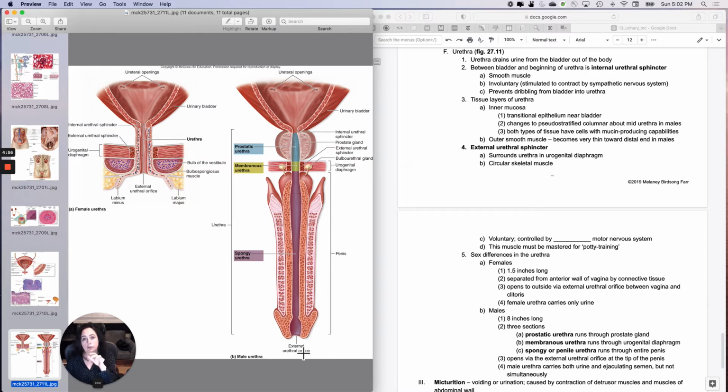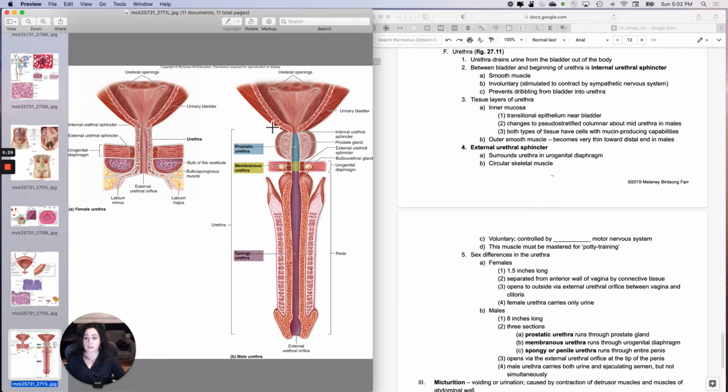You have two sphincters that are sort of guarding the urethra. The first one is a smooth muscle sphincter that's in the same place in males and females, and it's called the internal urethral sphincter. And its job is to prevent dribbling of urine from the urinary bladder into the urethra. It's smooth muscle, it's involuntary. The sympathetic nervous system causes it to close. Okay, the parasympathetic nervous system will cause it to open.